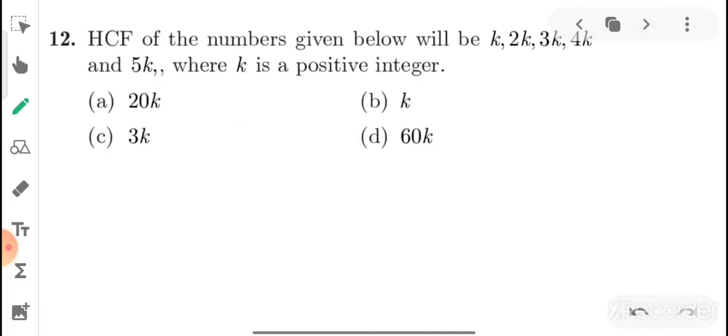See the next question. In this question we have to calculate the HCF. HCF will be k, as k is the common factor of these given numbers.